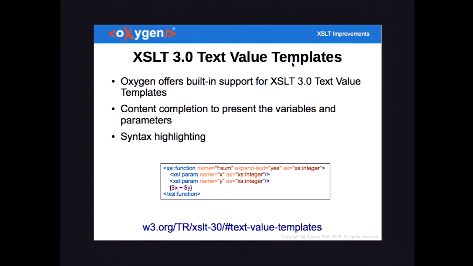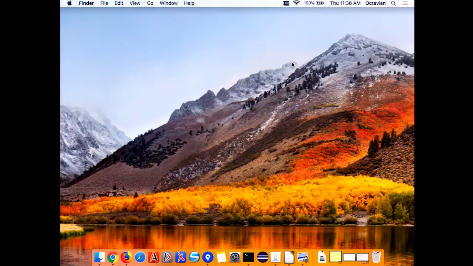So let's start with the text value templates. In Oxygen you have built-in support to execute these text value templates if you have a 3.0 stylesheet and you use the expand-text attribute, expand-text true. And we added also content completion for text value templates, to see the variables and parameters from the context, and also syntax highlighting depending on the context. And I will show you an example in Oxygen.